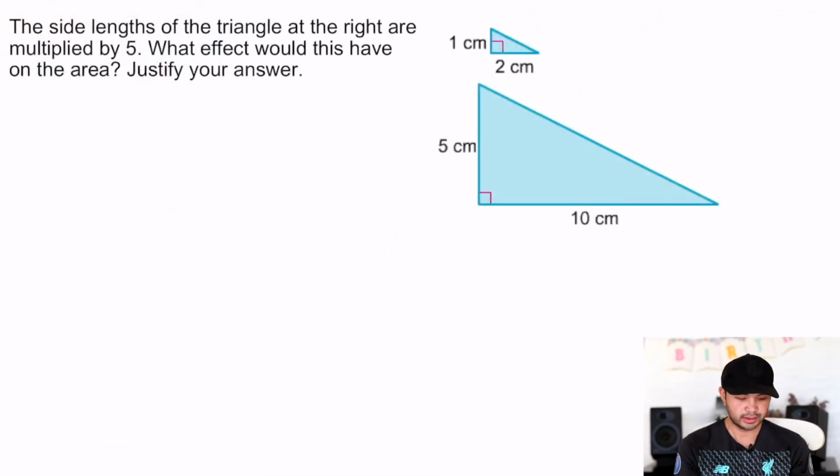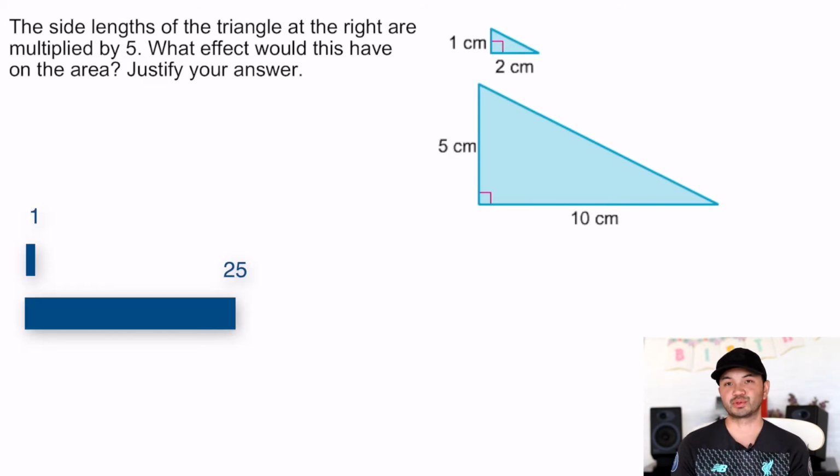It says here, the side lengths of the triangle at the right are multiplied by 5. What effect would this have on the area? Justify your answer. So we're going to actually solve these first. I'm going to guess that it's times 25. Okay, that's what I'm going to guess. But let's see if that's correct.